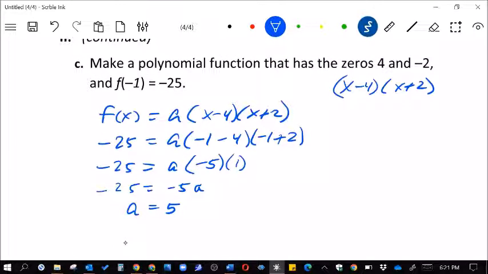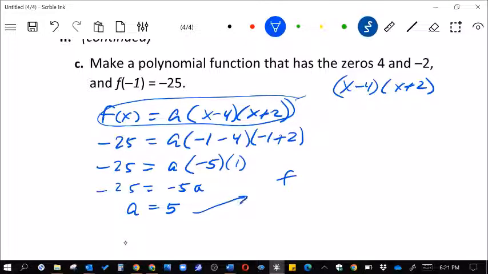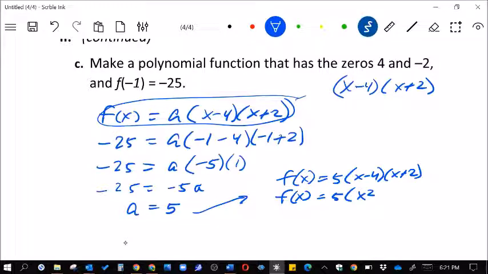So then that means I can come back to this one, and I can put the 5 in for the a. So move that over here. Function of x is equal to 5 times x minus 4 times x plus 2. Function of x is equal to 5 times x squared, minus 4x plus 2x is minus 2x, minus 8. And the function of x is equal to 5x squared minus 10x minus 40.